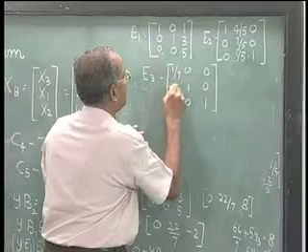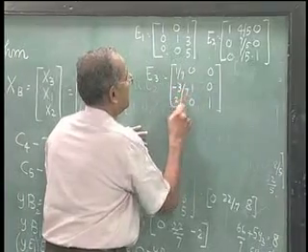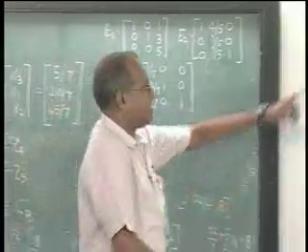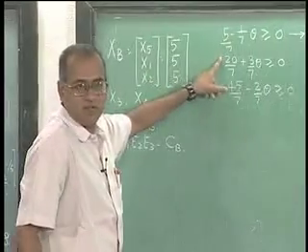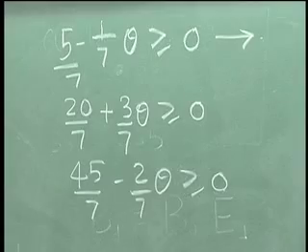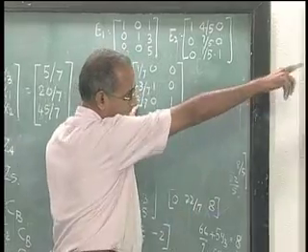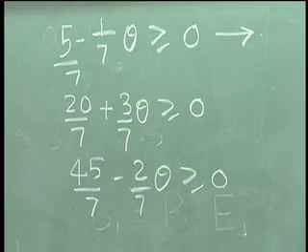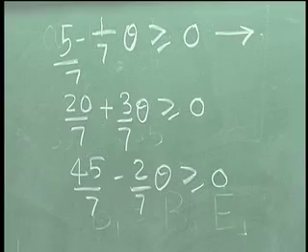So, 1 by 7, minus 3 by 7 and 2 by 7, because we wrote this out of P bar 5. So, if P bar 5 is 1 by 7, minus 3 by 7, 2 by 7, we would have got 5 minus 1 by 7 theta, 20 by 7 plus 3 by 7 theta, and 45 by 7 minus 2 by 7 theta. So, this is our E3.